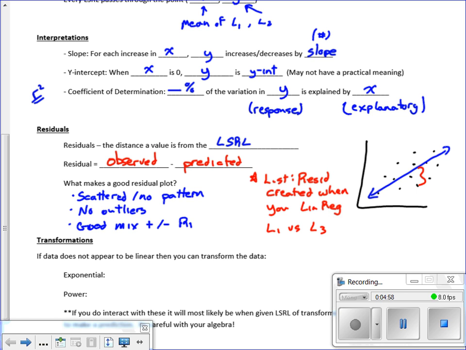So in other words, if you think about this, you want to make sure that you've got some values that are above the line of best fit and some values that are below. You want a good mix of that.